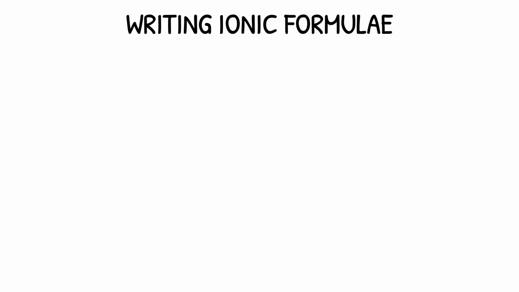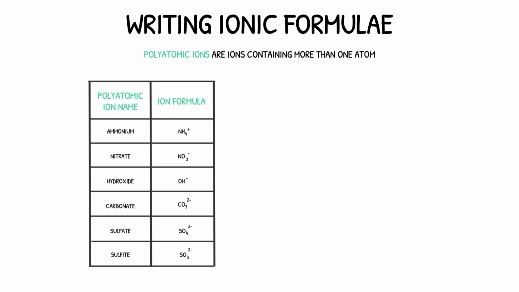Ionic compounds may also consist of polyatomic ions, which are, as the name suggests, ions containing more than one atom. Here are a list of the most common polyatomic ions found in ionic compounds.